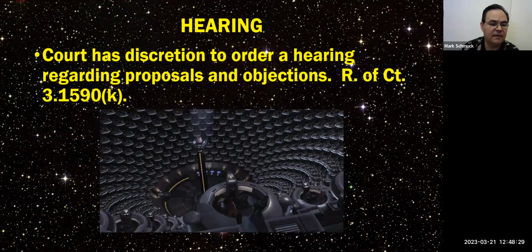Finally, the court, before entering the final statement of decision, always has discretion to order a hearing regarding proposals and objections to the statement of decision, and also the proposed judgment. That's under Rule of Court 3.1590(k). The purpose of that hearing is to really iron out whether or not controverted issues have been addressed and resolved and are put into the statement of decision as appropriate.